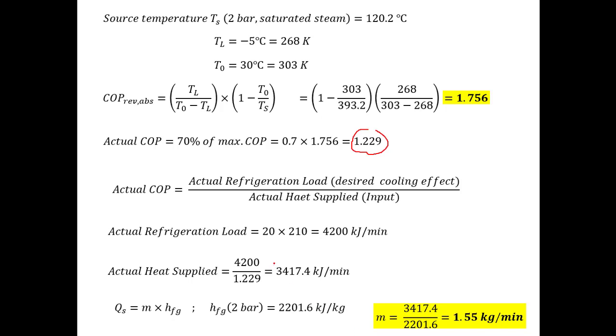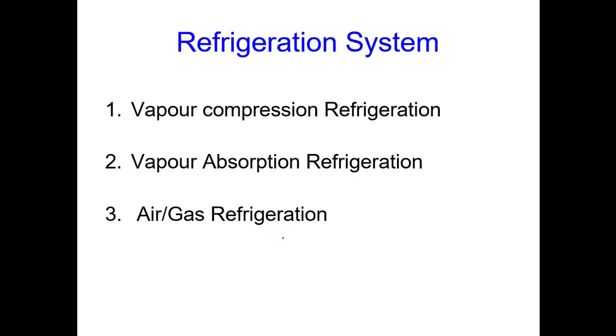So the source of heat is basically the condensing steam. That steam must be supplied at this flow rate at this temperature of 120 degrees C. Then you can achieve that cooling load, right? Now, up till now in the refrigeration system, we have discussed vapor compression refrigeration system and vapor absorption refrigeration system.